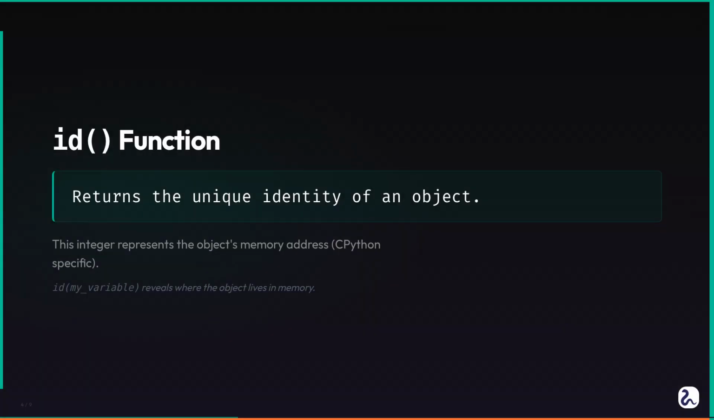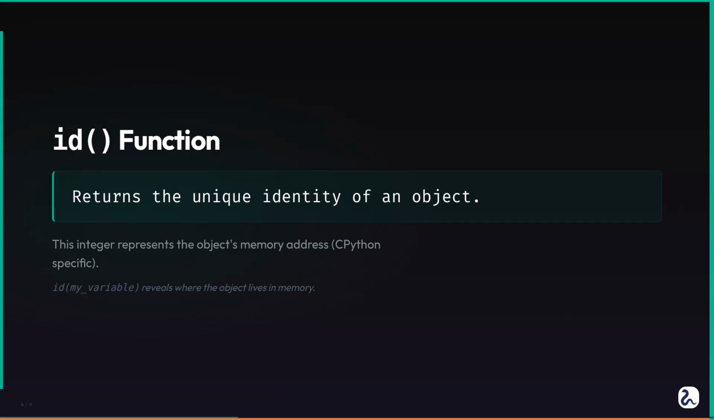To prove this, Python gives us two powerful built-in functions, the id function and the type function. The id function returns a unique integer identifier for an object, which is effectively its memory address. The type function returns the object's class. Let me show you what I mean. I will write a simple assignment and then inspect it.